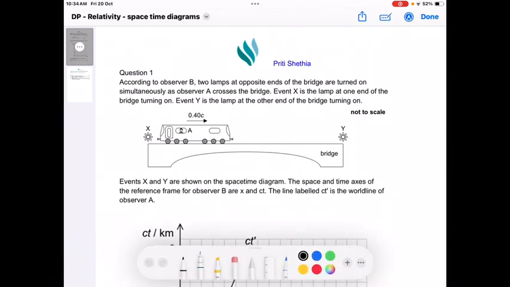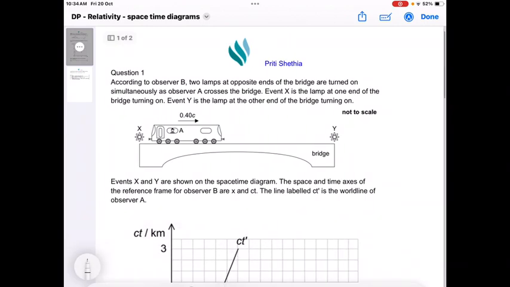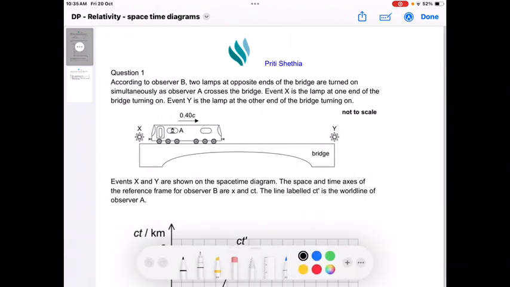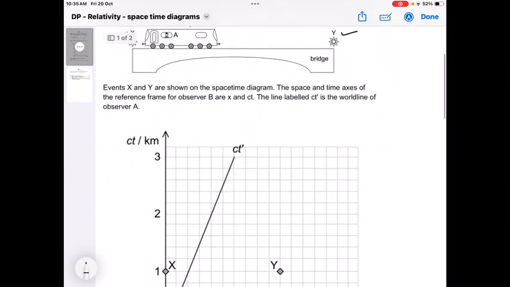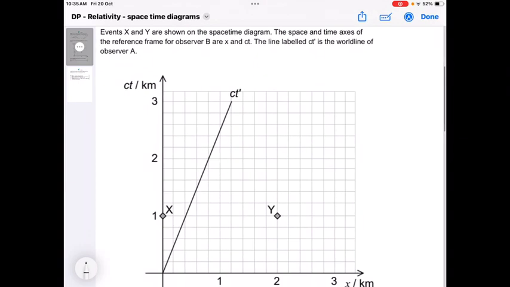As you can see over here, let me mark these point positions. This is my observer A moving with the speed of 0.4 c. These are the two lamps they are talking about in the question. Event X is the lamp at one end of the bridge turning on. Event Y is the lamp at the other end of the bridge turning on. Further, they are saying events X and Y are shown on the space-time diagram. They are shown over here. You can see X and Y.